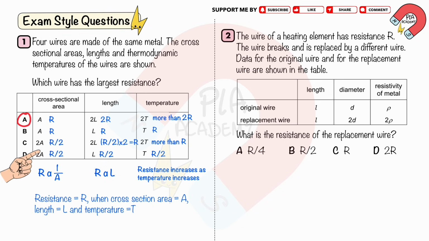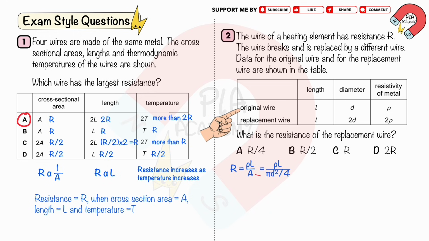Exam style question 2. The wire of a heating element has resistance R. The wire breaks and is replaced by a different wire. Data for the original wire and for the replacement wire are shown in the table. What is the resistance of the replacement wire? The resistance, R, of the original wire equals ρL divided by A.